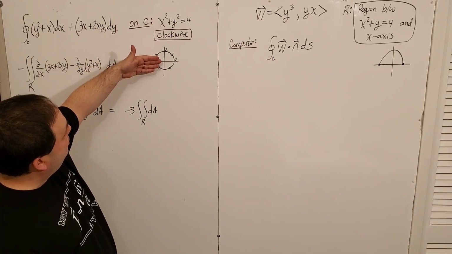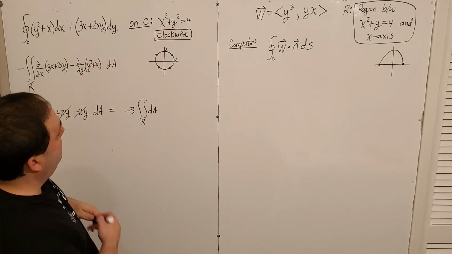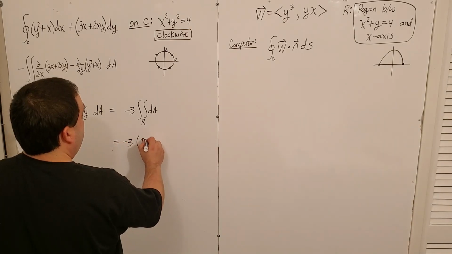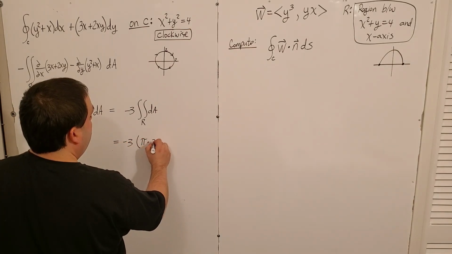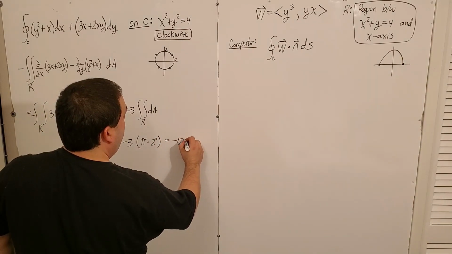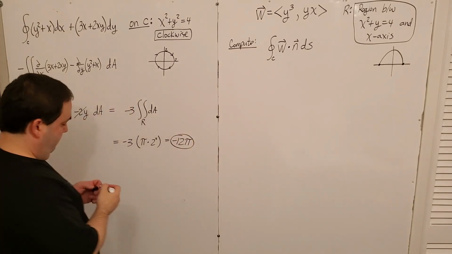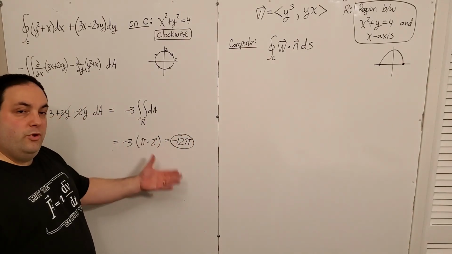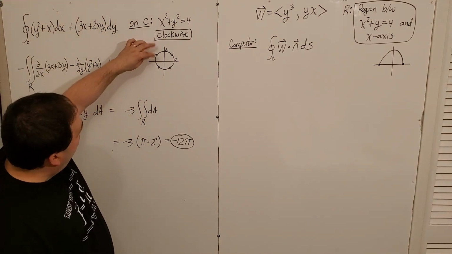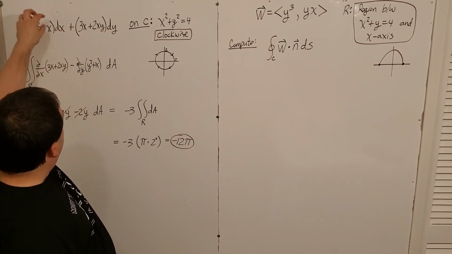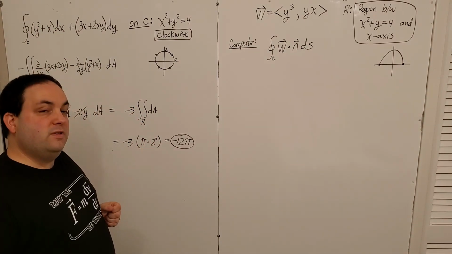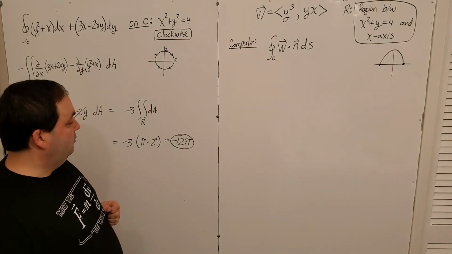My region is just a circle with radius 2. So this is just going to be negative 3 times pi r squared. Altogether, negative 12 pi. Now remember what we were doing here. We're actually calculating a path integral. So if I were to walk along the curve and integrate these pieces all along the way, whatever it happens to be, this is the result of that path integral.